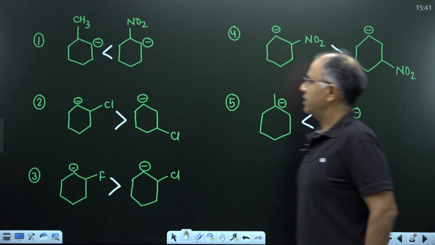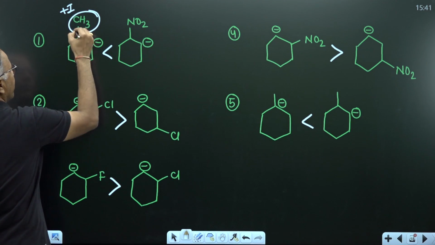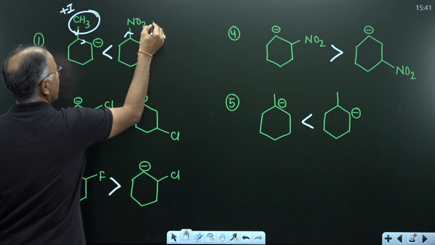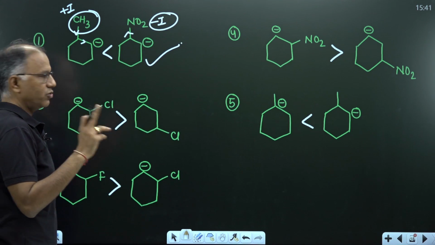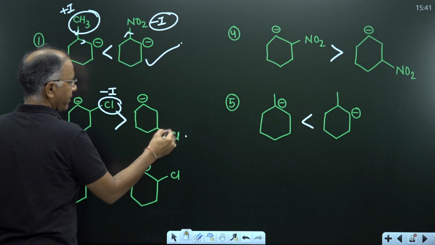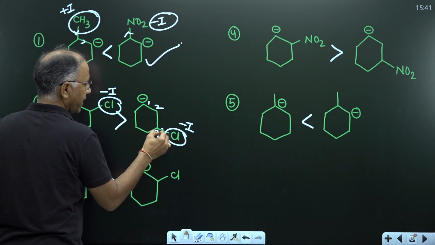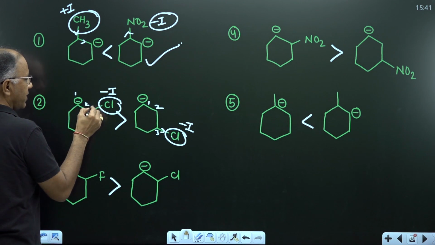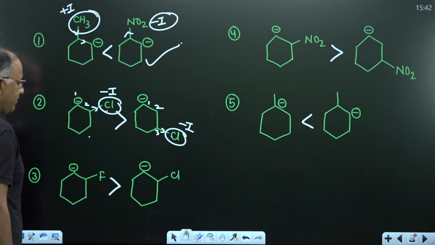Now these are the answers. In the first case, methyl shows plus I effect. Plus I means unstable carbanion. NO2 shows minus I, therefore it is more stable. Minus I is directly proportional to the stability of the carbanion. Second, chlorine shows minus I. Minus I and the carbanion must be nearer to each other. In this example, minus I is on the third carbon. In this example, minus I is on the second carbon. This is nearer, which means more stable.